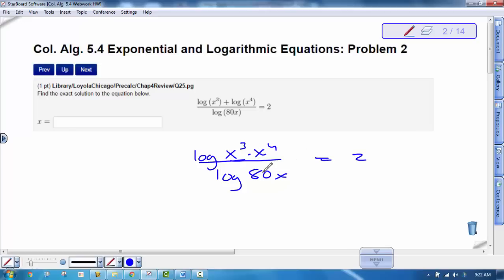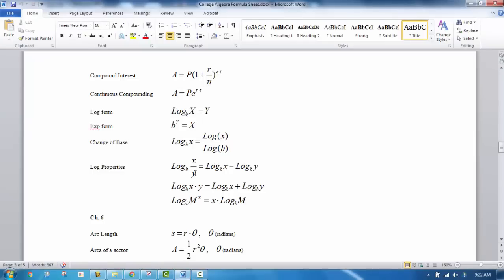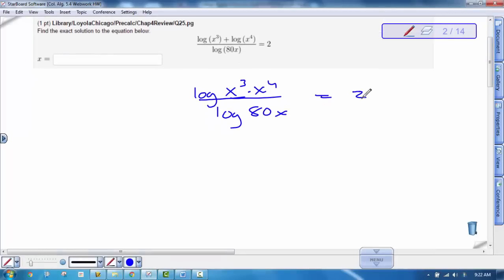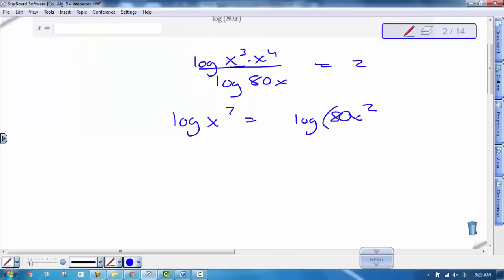You might be tempted to use some quotient property here, but that doesn't work because keep in mind the quotient property is the log of x over y, a log of two things being divided by each other. We have a log over a log. That's different. So what I can do though is multiply both sides. So I have in the top, I'll simplify this to the log of x to the 7th. And then that equals 2 times the log of 80x.